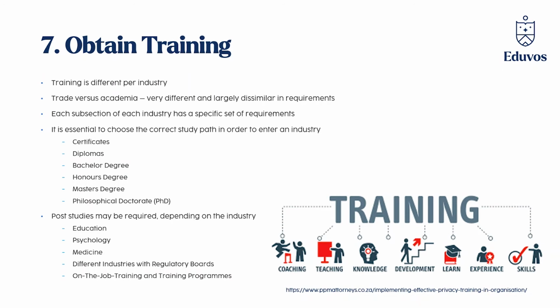And then the last one of this is obtain training. So this is the part, when Justin said that I'm going to touch on, I'm getting to it as well. Training is different per industry. Trade versus academia. Going to a university, this is academia. Trade, those are things like your electricians, your plumbers, your panel beaters, which are very, very needed industries in our society. If everyone was a doctor, nobody would have electricity. If everyone was a lawyer, nobody would have a car to drive. We need plumbers, we need electricians, we need those things.